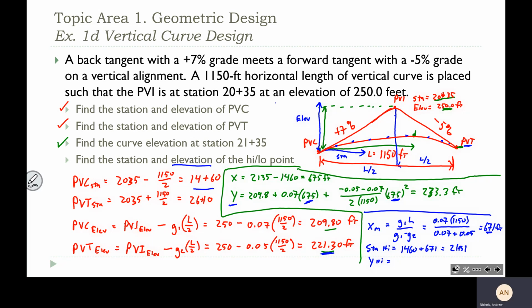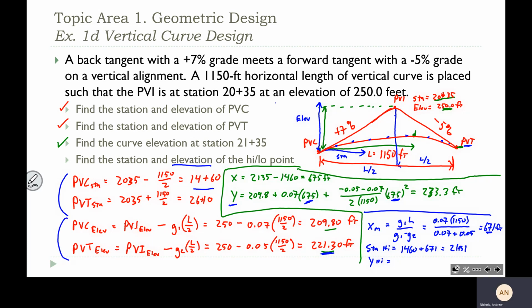So we went through all this for a crest curve. What do you think we would do if this was instead a sag curve? What all changes? Will our PVC and PVT station calculations change? Will either of these change? Nope, nothing changes there. What about here?